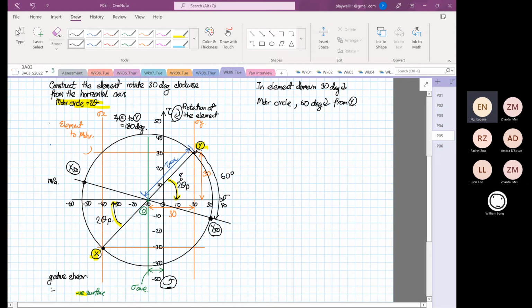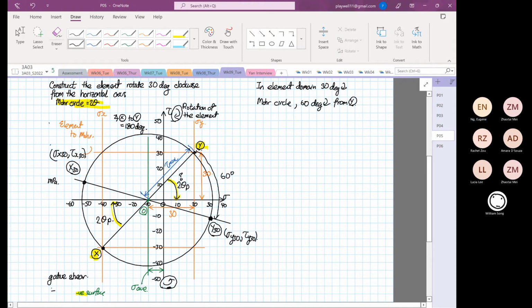Okay, Y30. So what we want to find now is our normal stress Y30 position, and a shear Y30 position over here. And we are going to find our normal stress X30, and then our shear X30. Okay. Right.